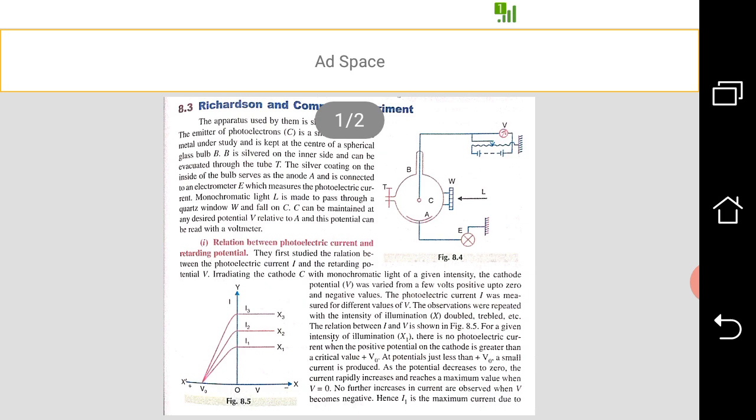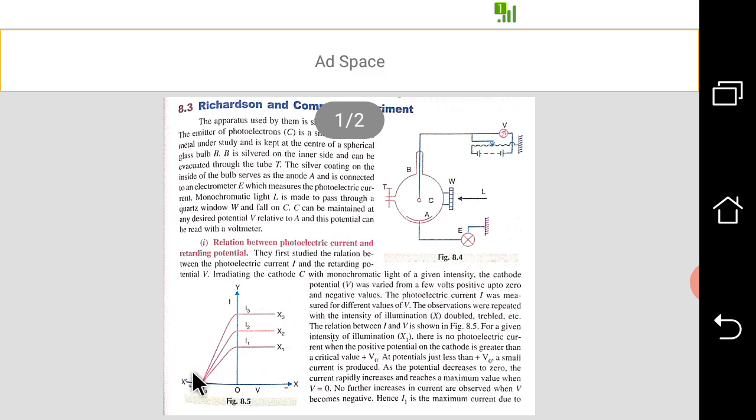The observations were repeated with intensity of illumination X1, double, and triple, X1, X2 and X3 and so on. For a given intensity of illumination X1, there is no photoelectric current when the positive potential on the cathode is greater than a critical value of plus V0. Plus V0 is the critical value.